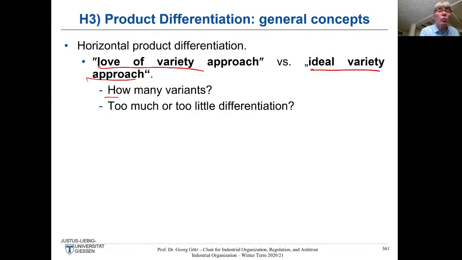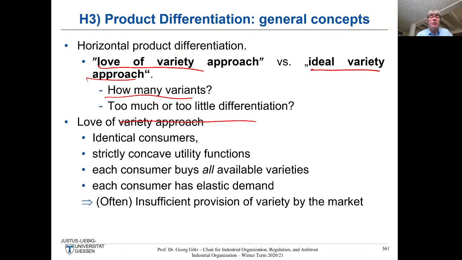And the question is, as always, how many variants will be provided in a market system? Will there be too much or too little differentiation? We saw that in the ideal variety approach, in the spatial models, we got over-provision of variety, whereas in the love of variety approaches, at least partially, you get the opposite result. Typically you assume identical consumers or a representative consumer with strictly concave utility functions. I will give you an example on the next slide.